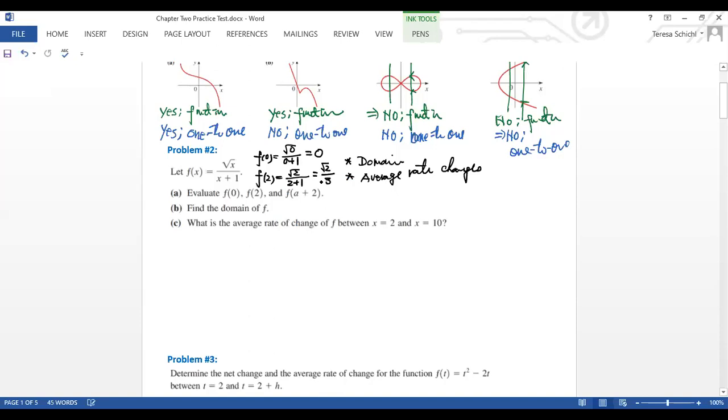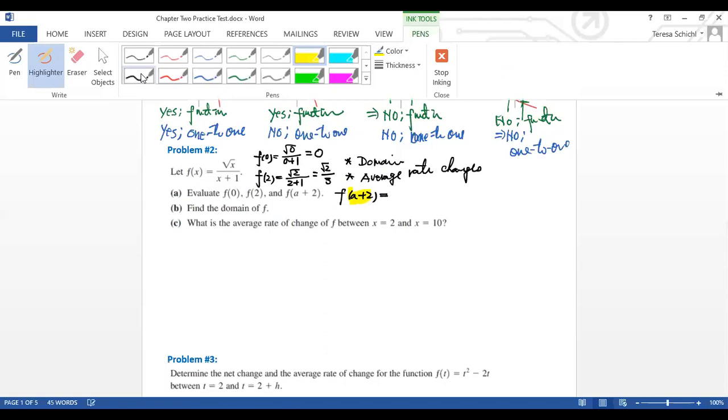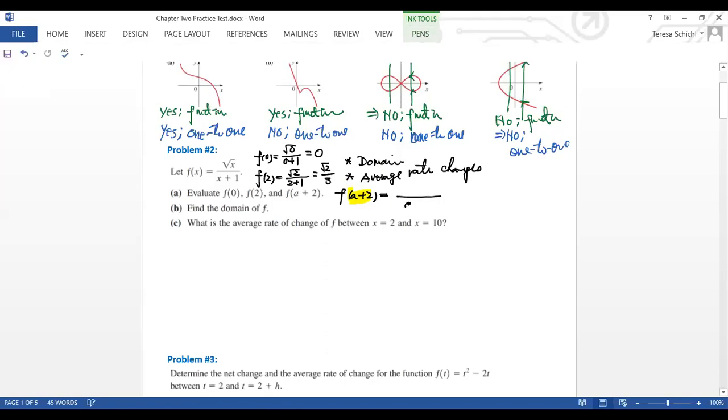Okay, so now let's take a look at f of a plus 2. That means every x you need to replace with a plus 2, right? So what is the answer here? This will be the square root of a plus 2, over a plus 2 plus 1, so this is a plus 3.